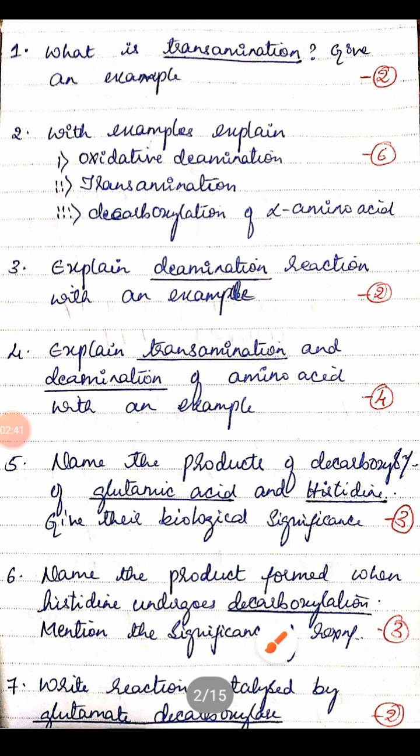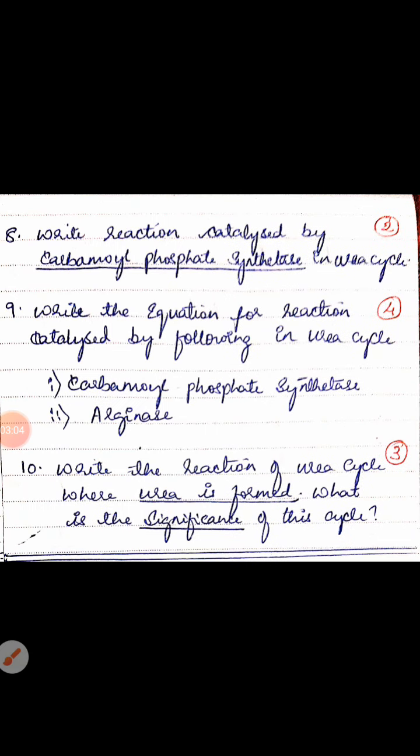And again on decarboxylation, they have asked: name the product formed when histidine undergoes decarboxylation, mention the significance of the reaction, and write the reaction catalyzed by glutamate decarboxylase. This is again on the decarboxylation reaction. They have asked specifically for the enzyme glutamate decarboxylase for 2 marks. These 7 questions are from part 1.